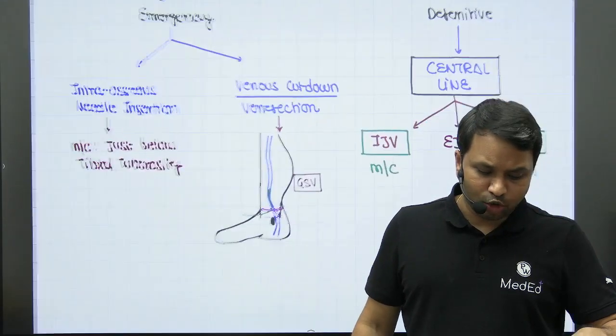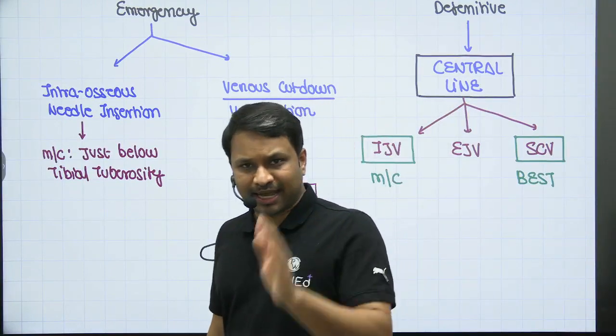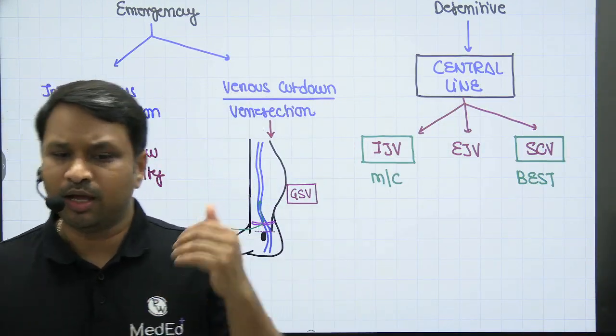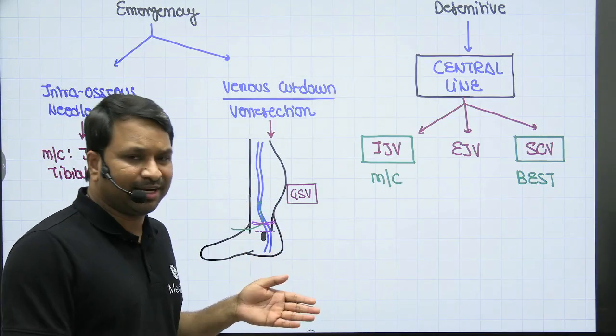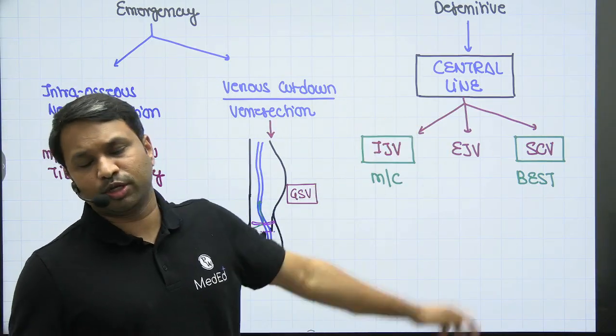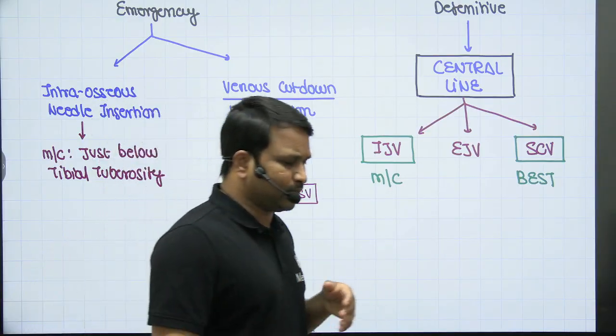Yes, when you're trying to put these lines, it can cause injury or breach into the pleura, resulting in pneumothorax. I do agree with that, but if you do a USG guided one, especially internal jugular, you can avoid the risk of pneumothorax as well, right?